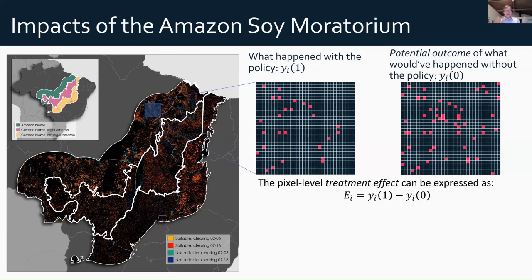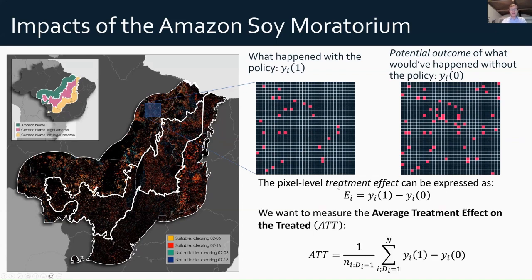So what we want to know is this pixel level treatment effect. How would each pixel have differed in these two different states of the world? And using that, we can actually calculate what's called the average treatment effect on the treated. This is our estimand. What we're trying to calculate, the whole goal of the paper, is to get at this ATT, which is just the average of each of these individual pixel level treatment effects. So, what is the average reduction in deforestation across the entire Amazon biome where this policy was adopted?